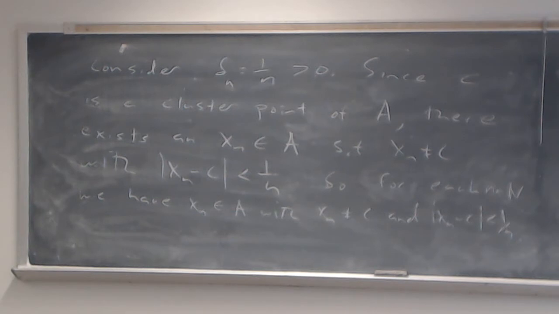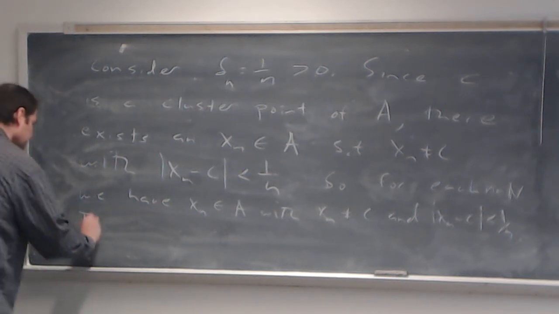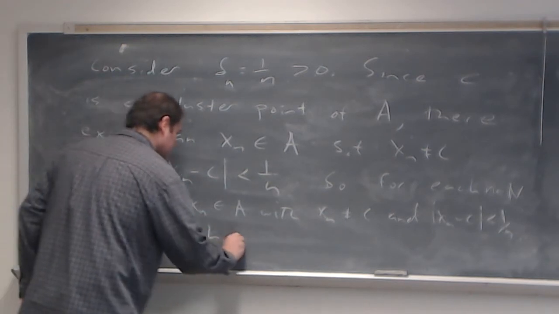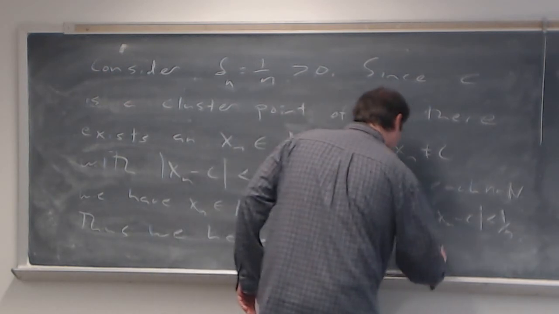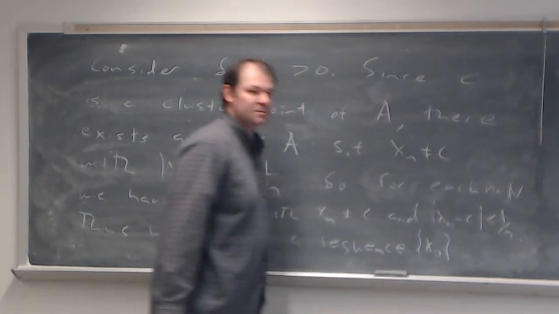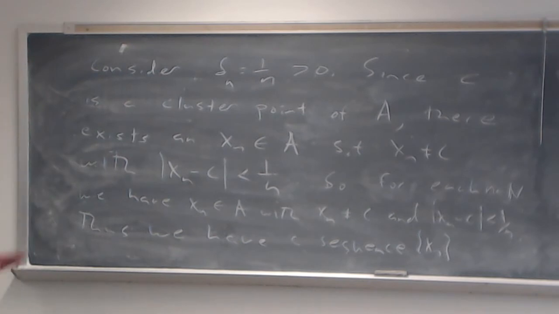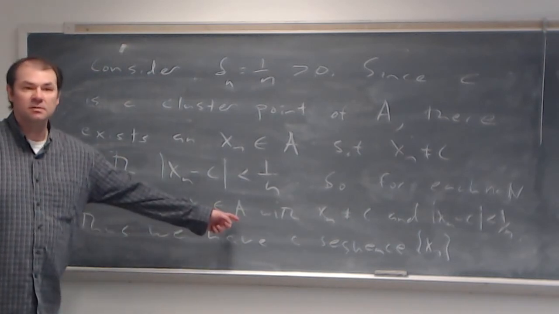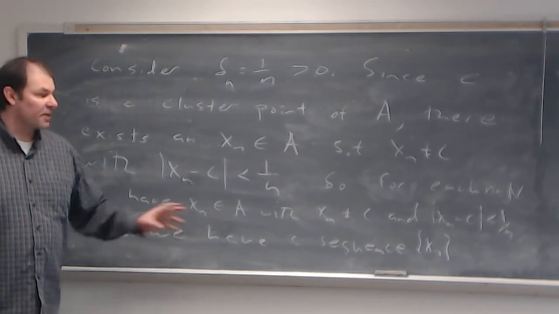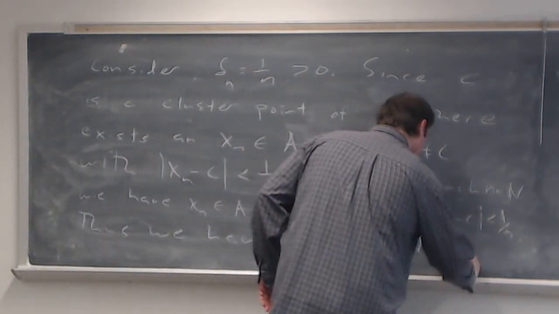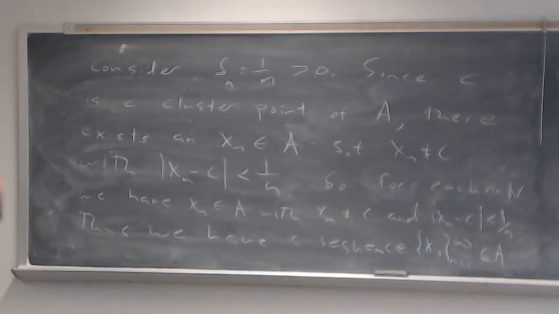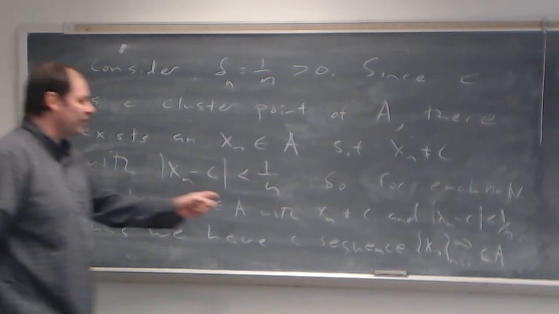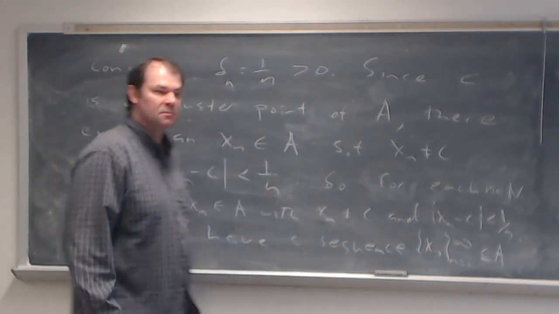And what do I know about each term of the sequence? So thus we have a sequence. What do I know about the sequence? Well, first of all, each term of the sequence is in A. So that means as a set, this sequence is a subset of A. So we've got a sequence from A. And we know each term of the sequence is different from C.